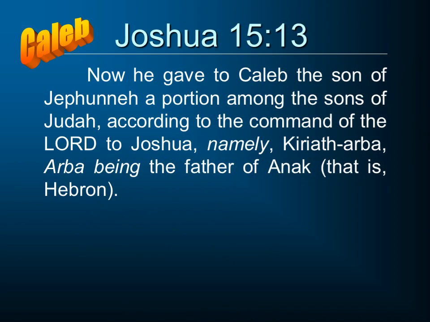Chapter 15, verse 13, now he gave to Caleb, the son of Jephunneh, a portion among the sons of Judah, according to the command of the Lord to Joshua, namely Kiriath Arba, Arba being the father of Anak, that is Hebron. So this was the other name for Hebron, the village of Arba. Kiriath just means village of Arba, and then we're told who Arba was, father of Anak, and he gets this inheritance.